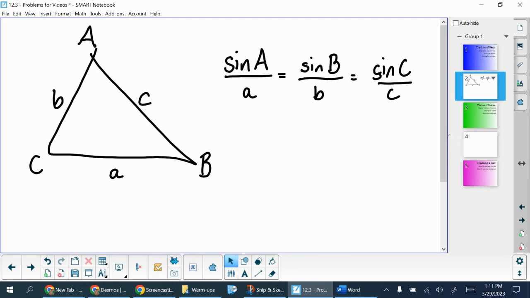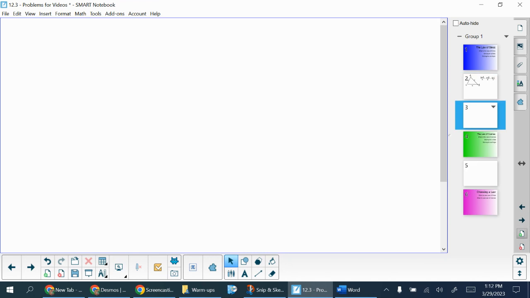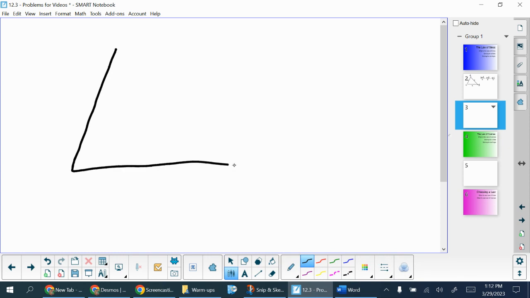So let's go ahead and take a look at some applications of this. Solving for a side is going to be the easiest place to start. So I'm going to go ahead and draw out a triangle for you. Make it pretty big here. So I'm going to say this one is 82 degrees, this one is 70 degrees, this side is 5, and we're going to solve for that side.